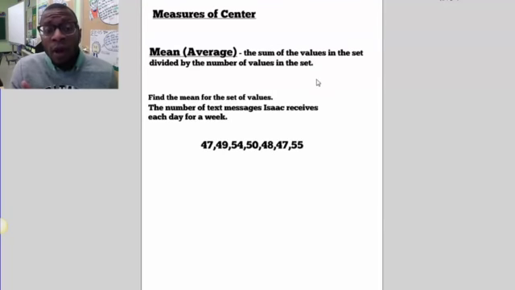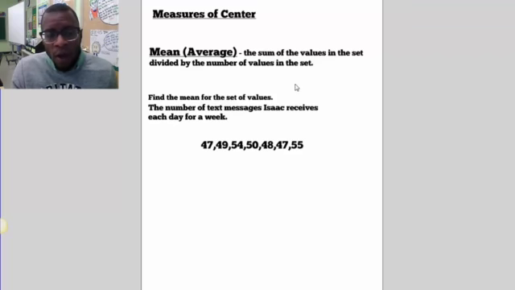We can measure what we call measures of center, where we look at a central value and tell some things about the set of data, or we can measure spread, which we'll get into a little bit later in this lesson. Okay, and so the first thing I want to talk about is how to find the mean or the average of a set of values that we're given.